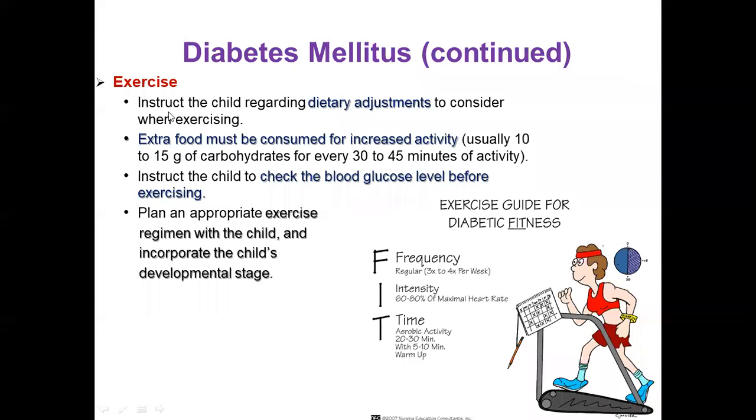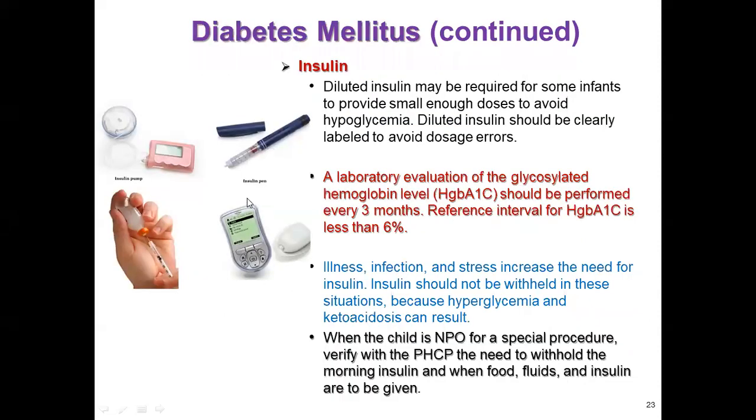So let me read it first. Instruct the child regarding dietary adjustment to consider when exercising. Extra food must be consumed for increased activities. Also instruct the child to check the blood glucose level before exercising. Plan an appropriate exercise regime with the child and incorporate the child's developmental stage. And next here, insulin, right?